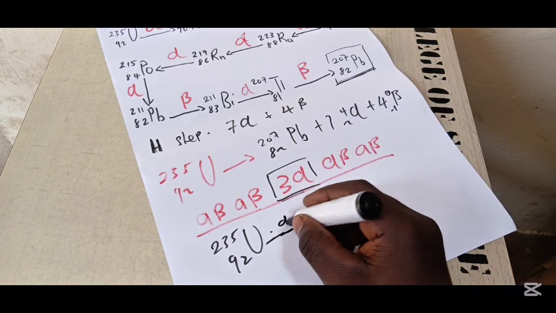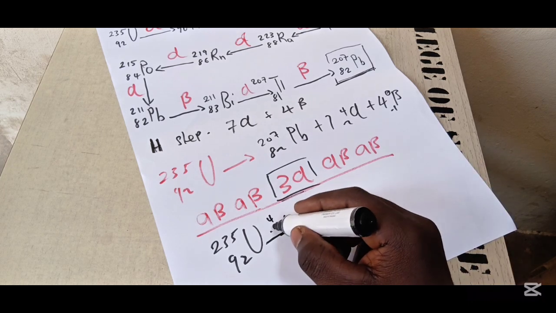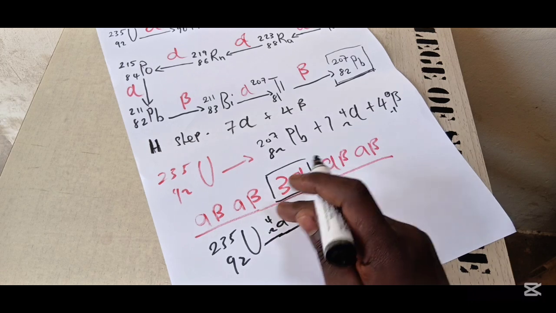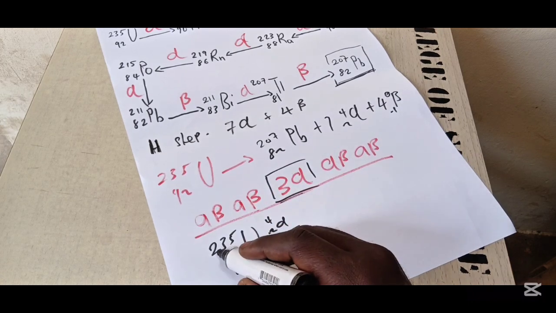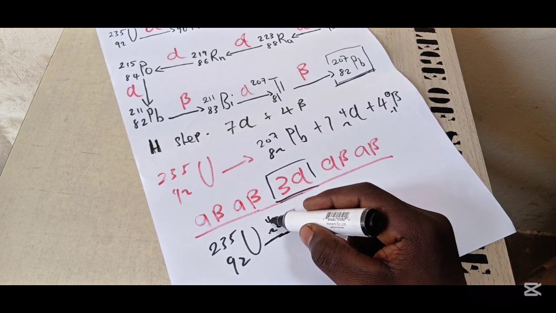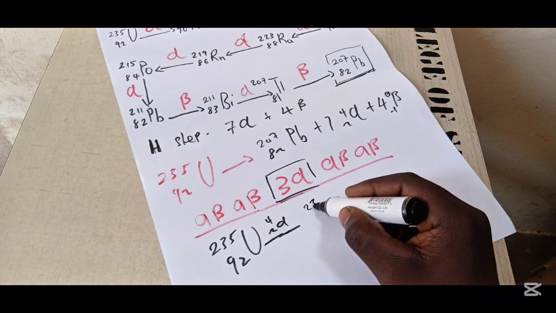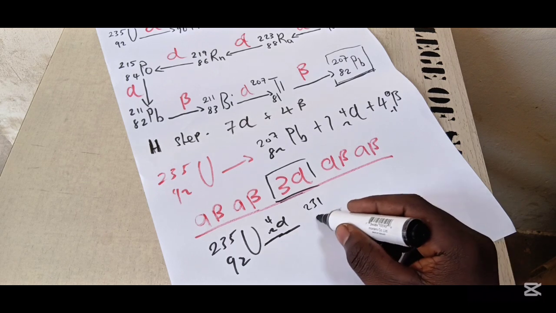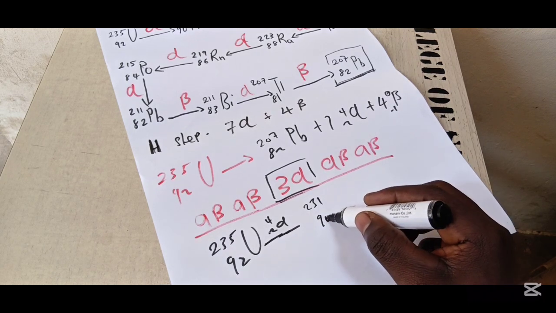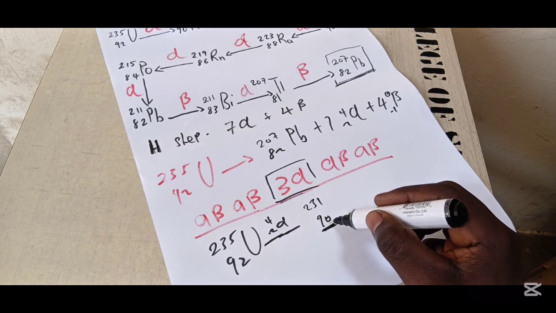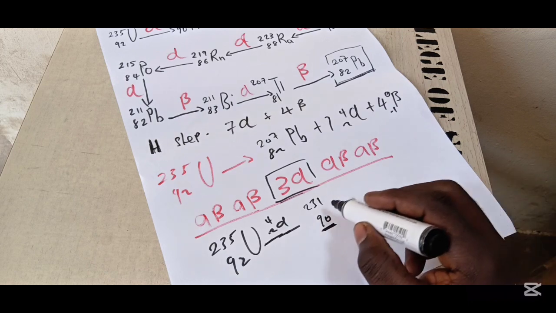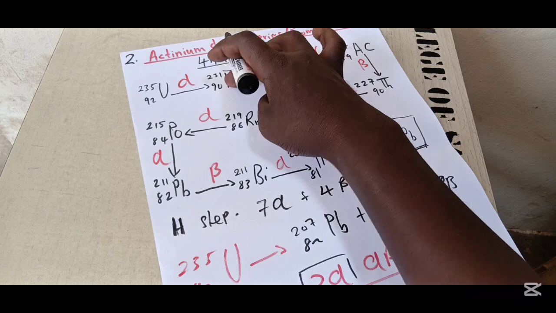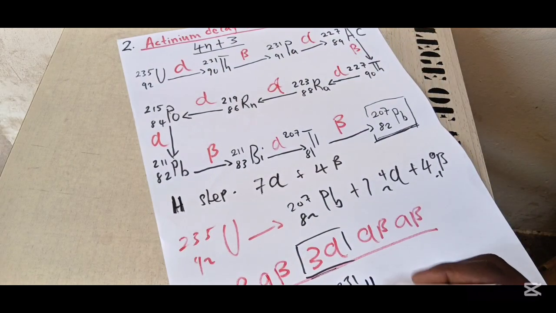So let's say I have my alpha here, and I know the effect of alpha on mass is 4, right? So we have 235 minus 4, which gives me 231, right? And for the atomic number, it decreases by 2, which is 90, right? I don't know this element, so based on the 90, I look on the periodic table for the element with atomic number 90. And you can see that it's thorium. So we just write thorium.